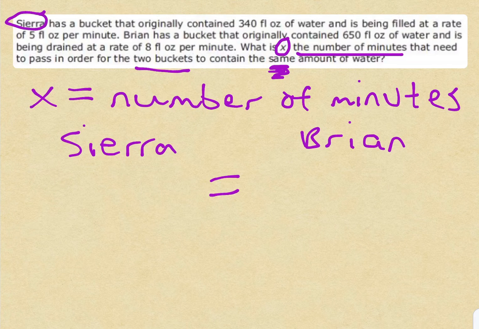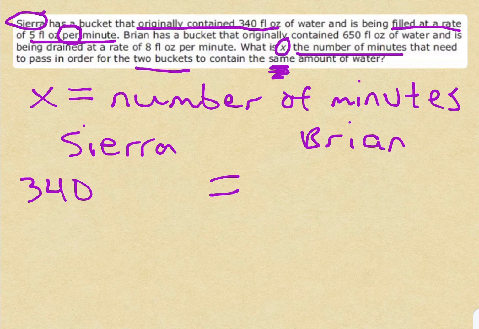Let's start with Sierra because she comes first. Sierra has a bucket that originally contained 340 fluid ounces of water. That's how much water was in the bucket to begin with. So we're going to write 340 for Sierra. And it's being filled at a rate of 5 fluid ounces per minute. How do you think we're going to write the rest of Sierra's side of the equation?